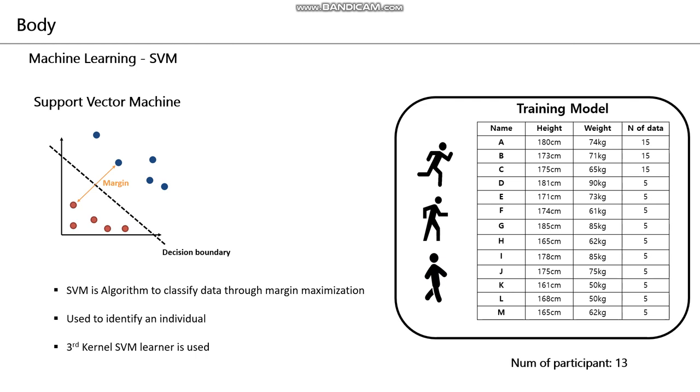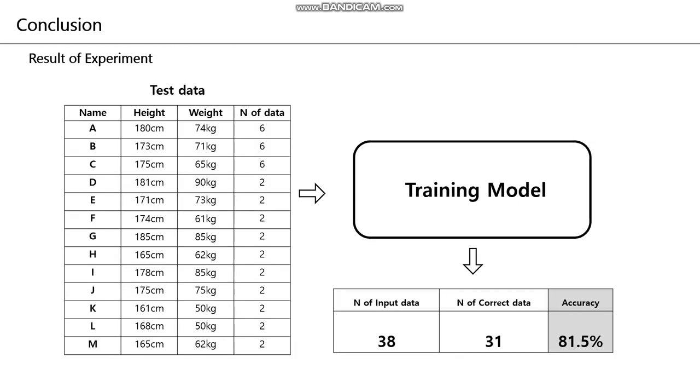SVM is an algorithm that classifies data through margin maximization, and in this study, it was used to specify individuals in the measurement data, excluding the three of us. 10 participants took part in the experiment 5 times each, and this data was put into the learning data to learn. After that, we collected 2 experimental data per person that did not include any given circumstance. As a result, putting this data into the trained model, 81.5% accuracy was obtained.